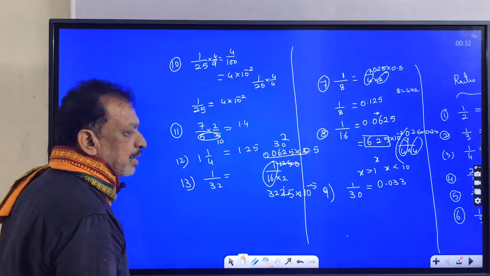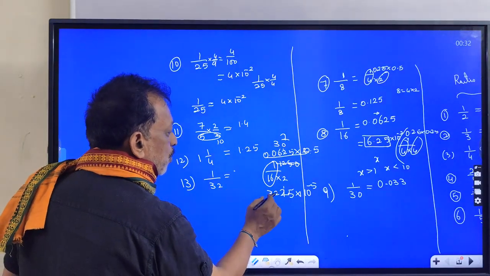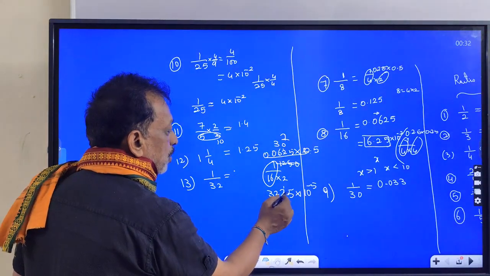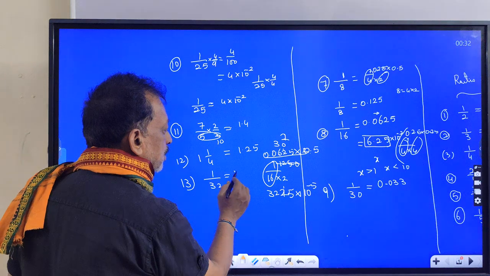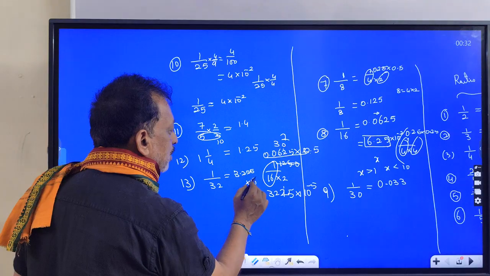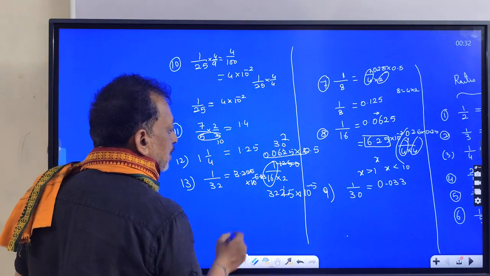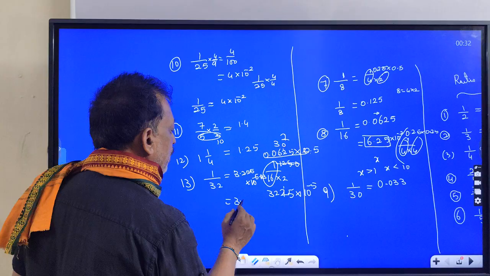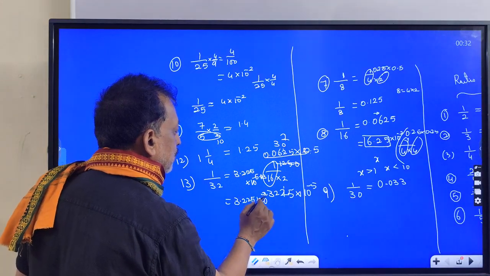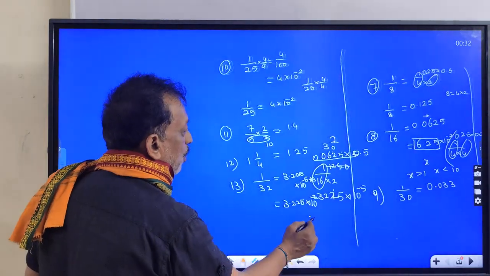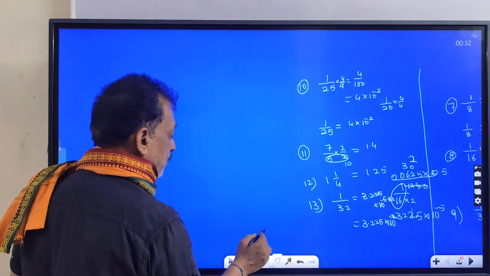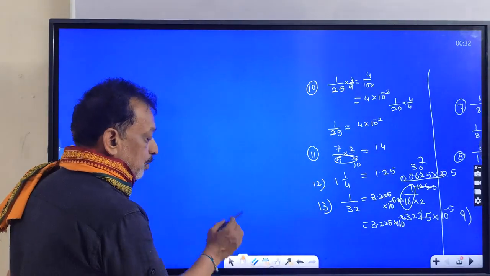So it is still not correct. I want to make it 3 point something, so I am going to move this by 1, 2, 3. So that is 3.125 into 10 to the power of minus 5 plus 3, which is equal to 3.125 into 10 to the power of minus 2. That is the answer. This is the way of calculation in ratio calculation, the P by Q form ratios. Whenever the problem comes, you can do it easily. Now coming to the next one.